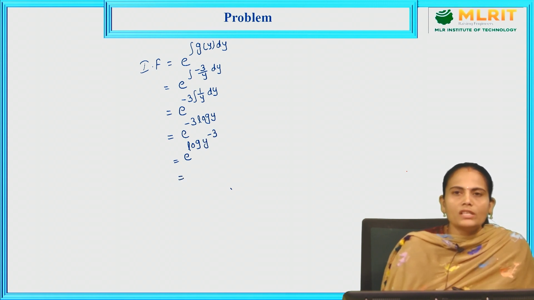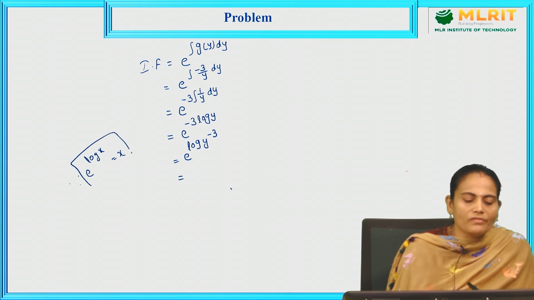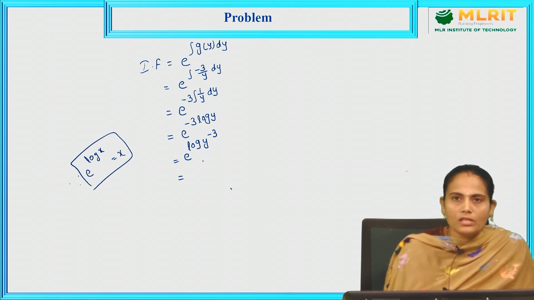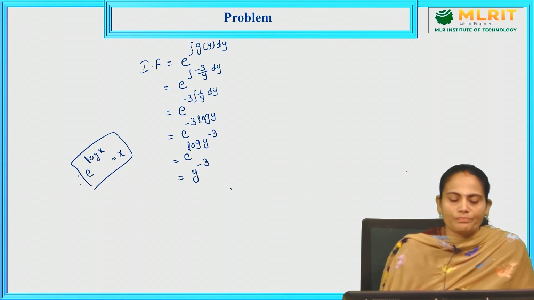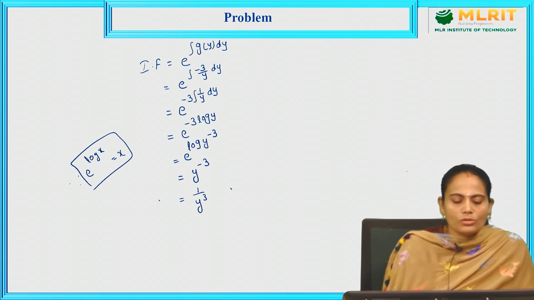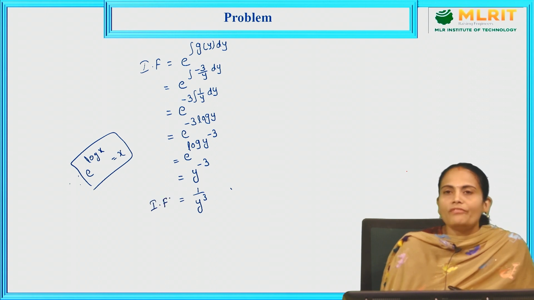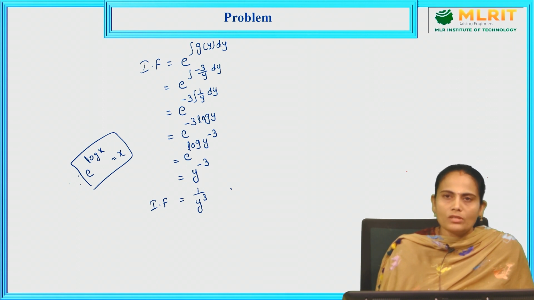We know that e power log x is equal to x. Using this formula, e power log y power minus 3 is nothing but y power minus 3, which can also be written as 1 by y cube. So this is the integrating factor of the given differential equation, after using method 5 of integrating factors.